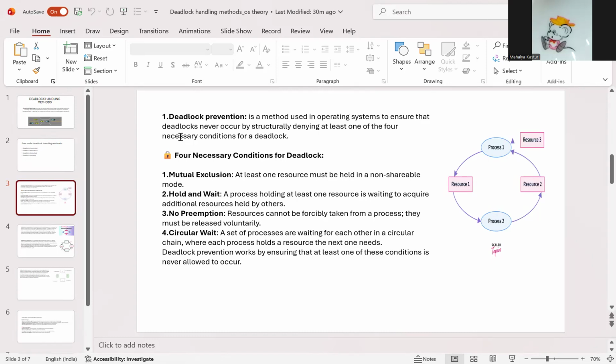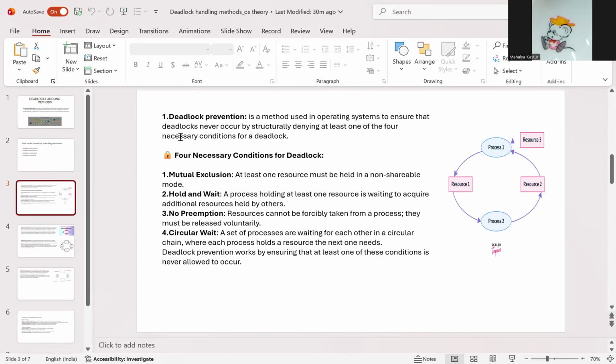In mutual exclusion, at least one resource must be held, like only one process can use a resource at a time. Then hold and wait: a process holding one resource waits for others. No preemption: a resource can't be forcibly taken from a process. Then circular wait: processes form a circular chain waiting on each other. By breaking any one of these conditions, the system prevents deadlock from forming.